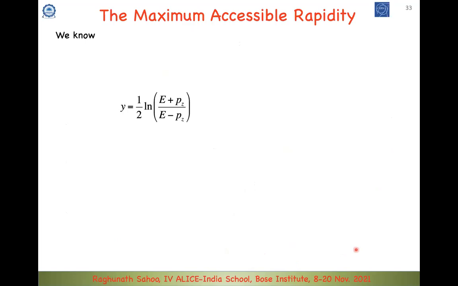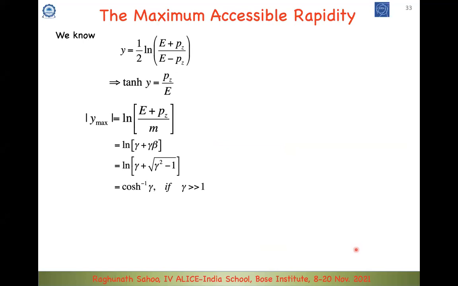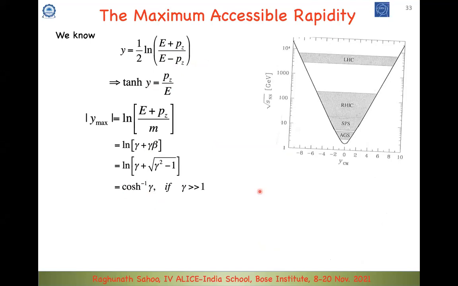And then the maximum accessible rapidity, I already made a discussion, and you can also derive that because your definition of y is half log of E plus pz by E minus pz. So you can write the formula in terms of tan hyperbolic y, and your y maximum, using this formula, you will get is cos hyperbolic inverse of gamma, and gamma is always greater than 1. This typical plot you might have seen, which is a beautiful plot, and I remind you that YCM is always 0 for collider experiments.